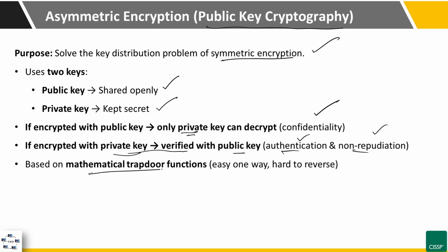It is based on a mathematical trapdoor function, easy one way, hard to reverse. So there is a mathematical calculation behind this asymmetric encryption. That's why it is easy one way but hard to reverse. These are mathematical formulas using logarithmic calculation and prime numbers, etc., to calculate the private and public key and how they interact with each other.